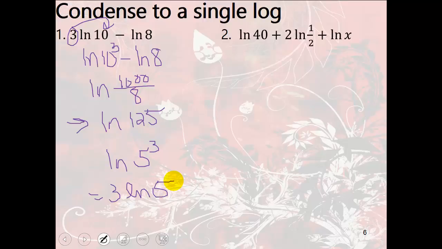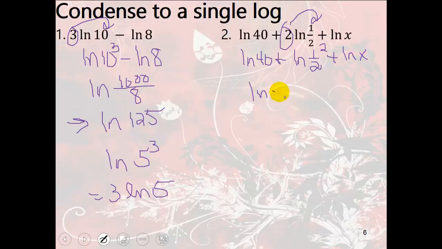They're all being added, so everything's going to be multiplied together. So I'm going to lift my power up first. This coefficient I'm going to lift first. So I'm going to write natural log of 40 plus the natural log of 1/2 squared plus the natural log of x. I'm going to apply that property, that power.